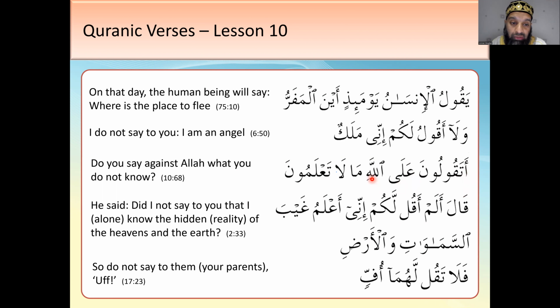Ala Allahi. So over here, ala is going to mean against Allah, right? So are you all going to say against Allah? Ma la, what, not? Ta'lamuna: ta, second person, you; una, all; ilm, you all know. So do you all say against Allah what you all do not know?